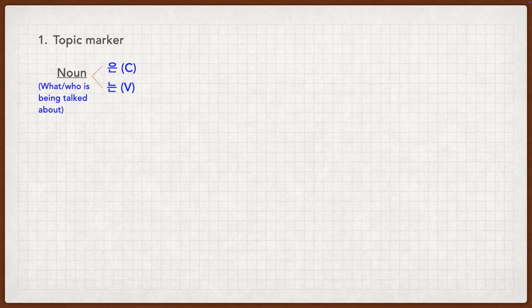Now I'm going to organize all 3 markers. So the first one, we learned about the topic marker. What or who the speaker wants to talk about. To indicate the noun, what or who is being talked about, we have to attach the topic marker 은, 는. For the present tense of a noun, like is and are in English, there are 2 options, 이에요 or 예요.